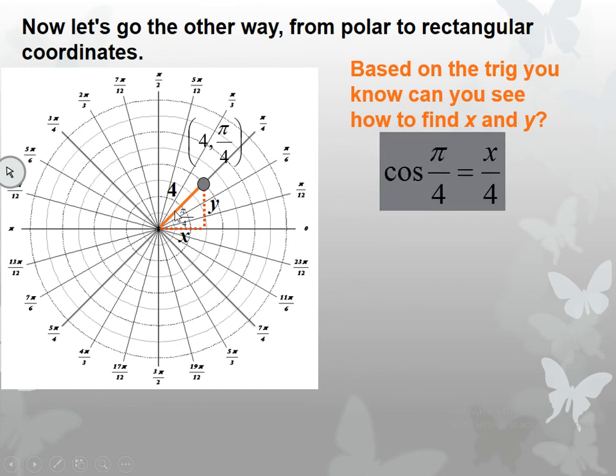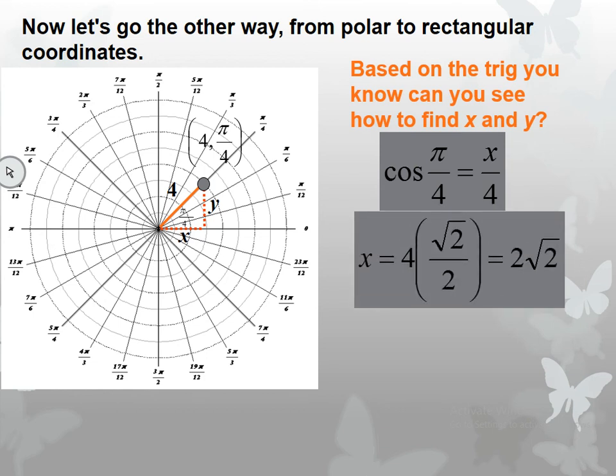So what we can do is say that the cosine of pi over 4 is equal to adjacent divided by hypotenuse, right? Adjacent is my x value. My hypotenuse I know to be 4. That's my radius, okay? So then multiply both sides by 4, and evaluate the cosine of pi over 4. Cosine of pi over 4 is the radical 2 over 2, right? And multiply both sides by 4, that would isolate x. And I get 2 root 2. So that's my x value.